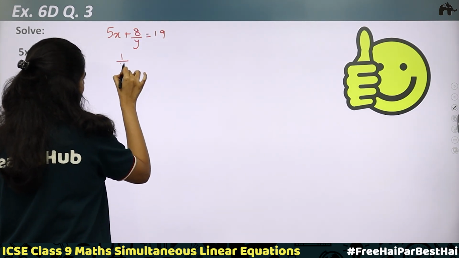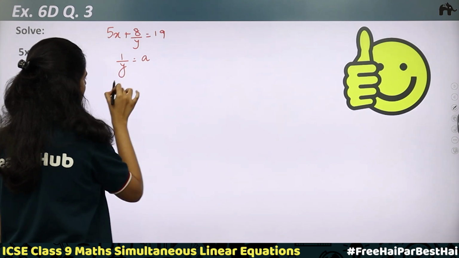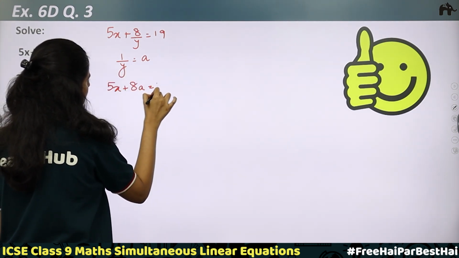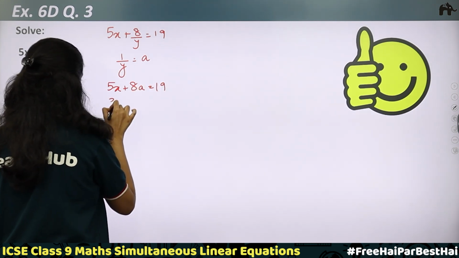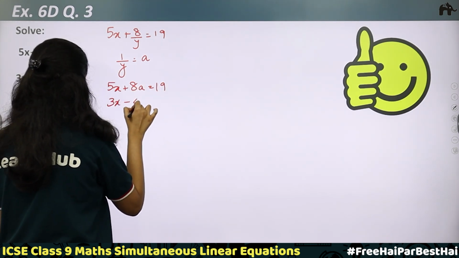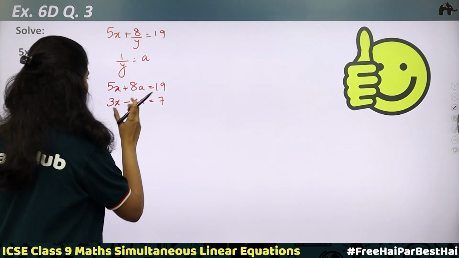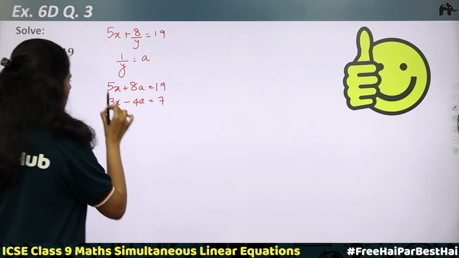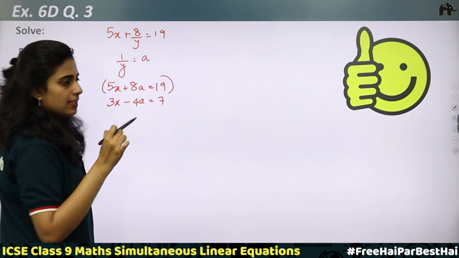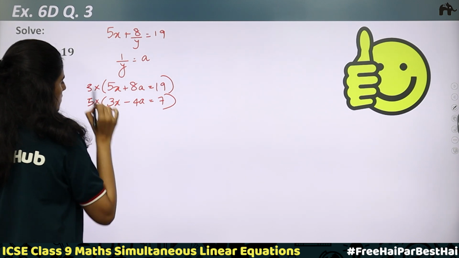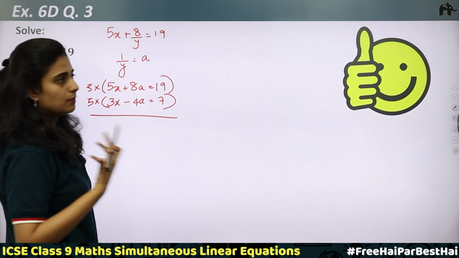Let us take 1 by y is equal to some a. Then the expression becomes 5x plus 8a is equal to 19. And the other expression becomes 3x minus 4a is equal to 7. Now, elimination by equating coefficients. Here we are multiplying throughout the first equation with 3 and throughout the second equation with 5, so that the x containing terms will become the same.